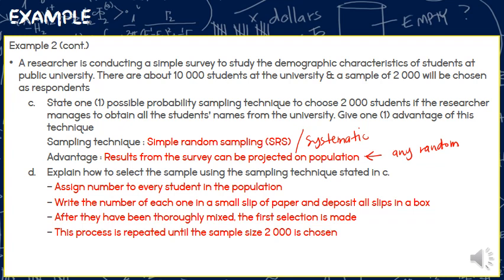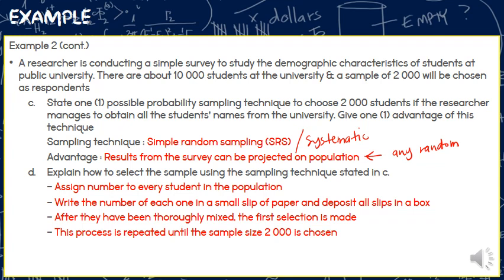Now, dia minta awak explain how to select the sample using the sampling technique stated in C. Since saya kata SRS, so saya explain SRS. Assign number to every student in the population. Write the number on a small slip of paper. Letak dalam box. Shuffle ataupun mix thoroughly. Then select 2,000 papers. And those selected will be your sample. Now, what if, okay, you suggest pakai systematic?